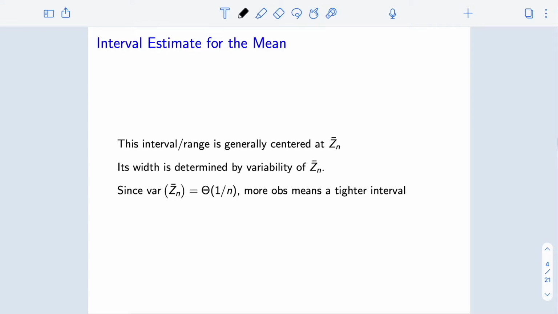So we're going to talk about this as an interval estimate. This interval estimate is generally centered at the sample mean, our single number best guess, and its width is generally determined by the variability of that sample mean. So we know that as the number of observations n in the sample mean gets large, the variability of that sample mean decreases, and we're pretty sure that the true population mean should be close to that sample mean. And so what that means is for large sample sizes, we should have a tighter interval estimate, a smaller interval. And for smaller sample sizes, we should end up with a larger interval estimate because we're just not really sure where that population mean lies.